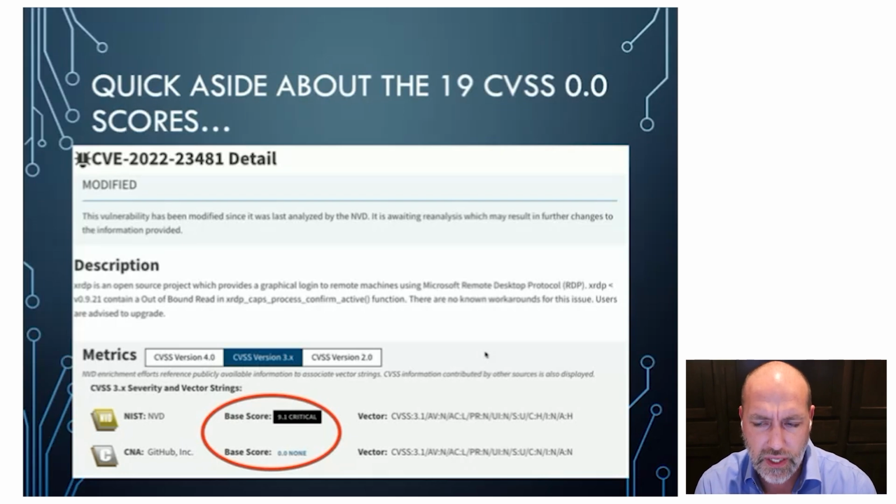And so I wanted to take a look at one. This is an XRDP vulnerability, which is similar to RDP, just a different version of it. There were no known workarounds for this issue. And I was not able to find any reason why this would be eventually marked as a 0.0. None. There was nothing at all to make me believe that that would be the case. In fact, if you look at the vectors, they're identical. So I think what happened is they just typoed this. This probably should be like a 9.0 or a 10.0 or something. I don't know what happened here, but I think sometimes people just make mistakes.